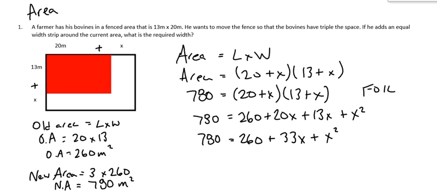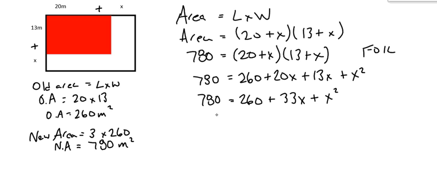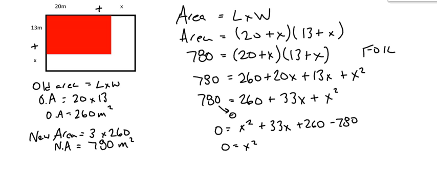plus X squared. And that doesn't really look like anything we can work with. But if I were to take the 780 to the other side, it's going to become negative now. So I'm going to get 0 equals, and I'm going to move stuff around at the same time. X squared plus 33X, and then plus 260 minus 780. 0 equals X squared plus 33X minus 520. Now I've got this quadratic equation, right?